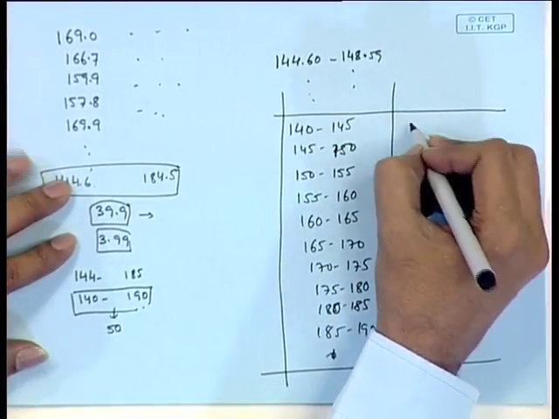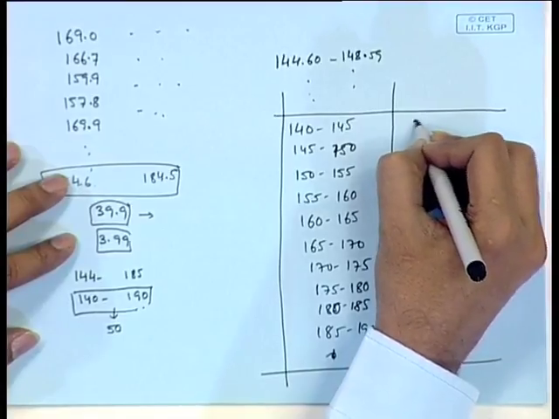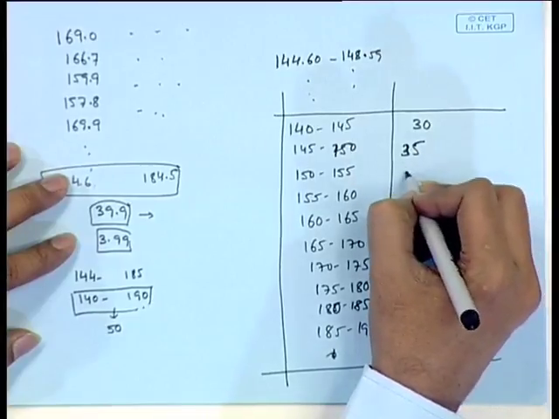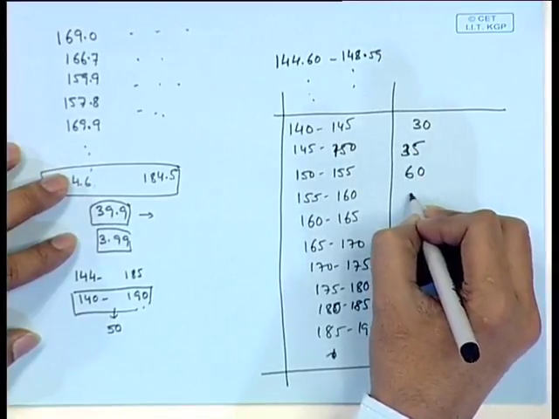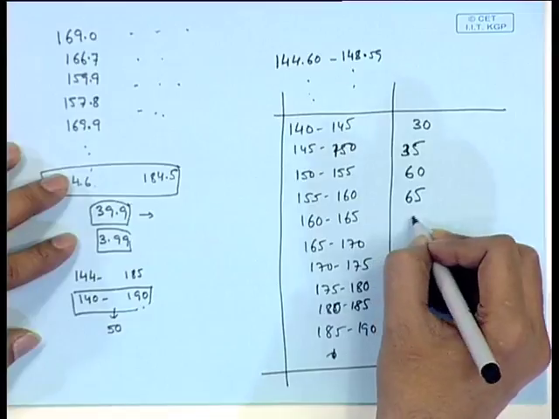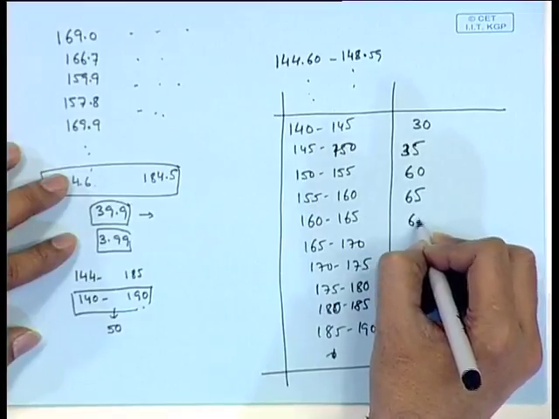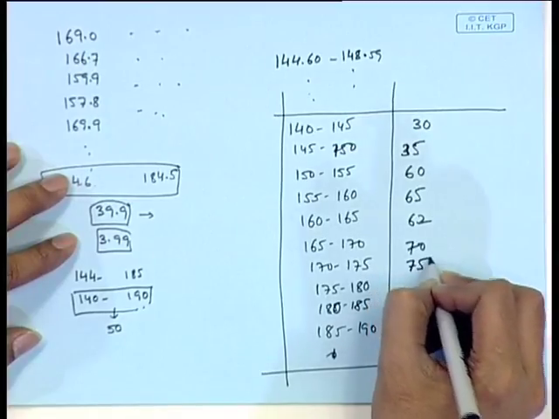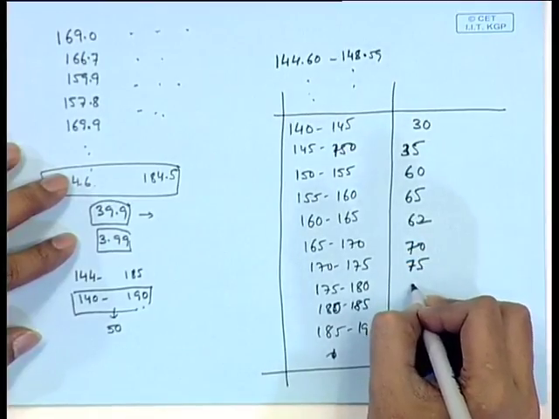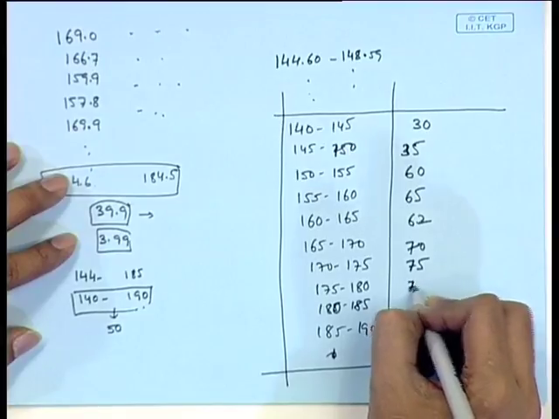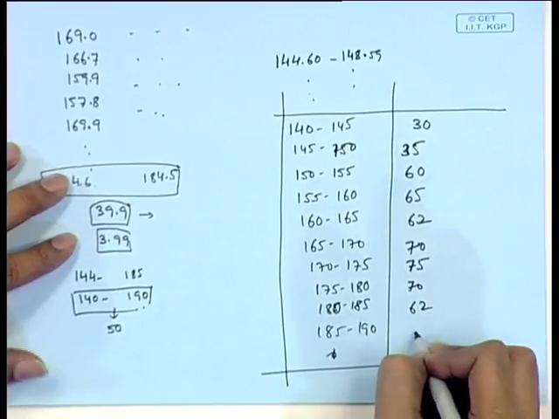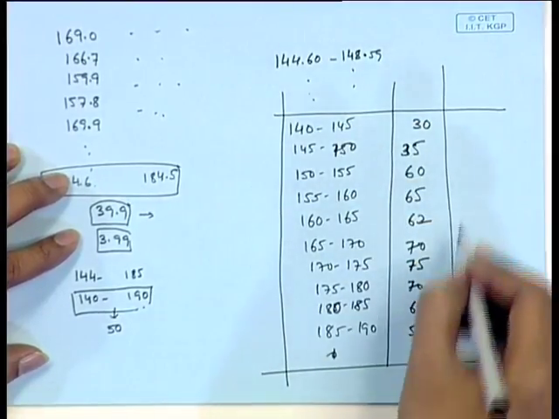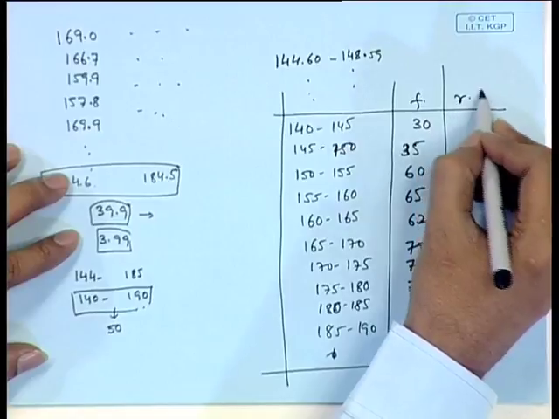So, the numbers may be like, say, 30, say 35, 60, 65, maybe say 62, 70, 75, maybe again 70, 62, 51, etc. Again, here we may consider frequency as well as relative frequencies.